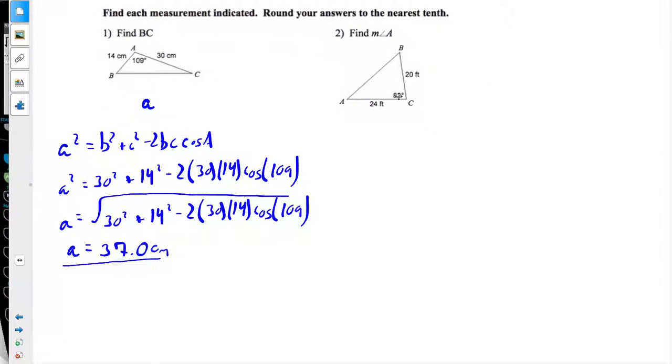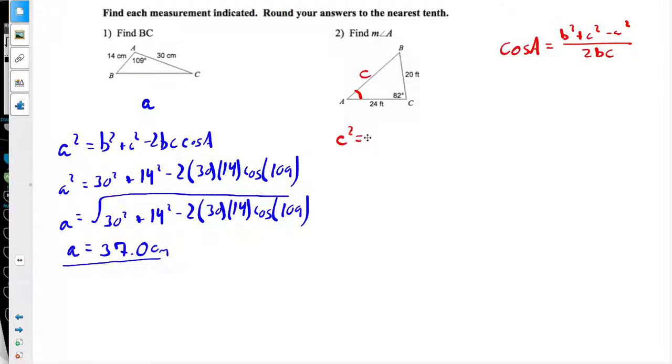Technology at its finest. Okay, let's look at this second one here. So for the second problem, we need to find A. Now if you remember that formula from before, we had cosine of A is equal to B squared plus C squared minus A squared over 2BC. But the issue here is that I need to know side A, side B, and side C. And I don't have side C. So actually what I need to do first is I need to find side C.